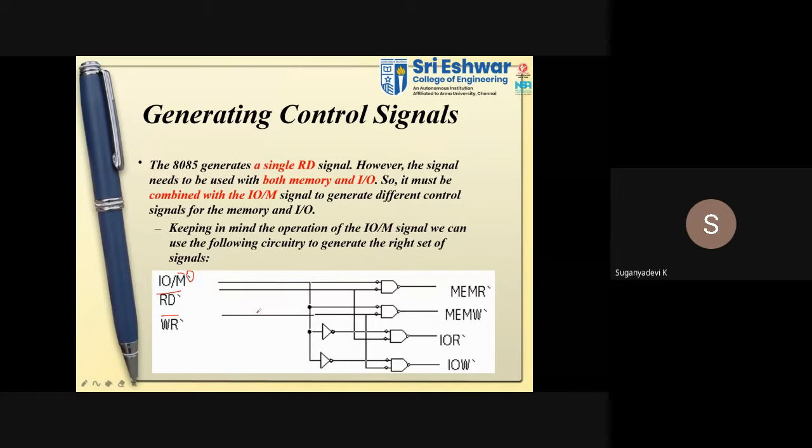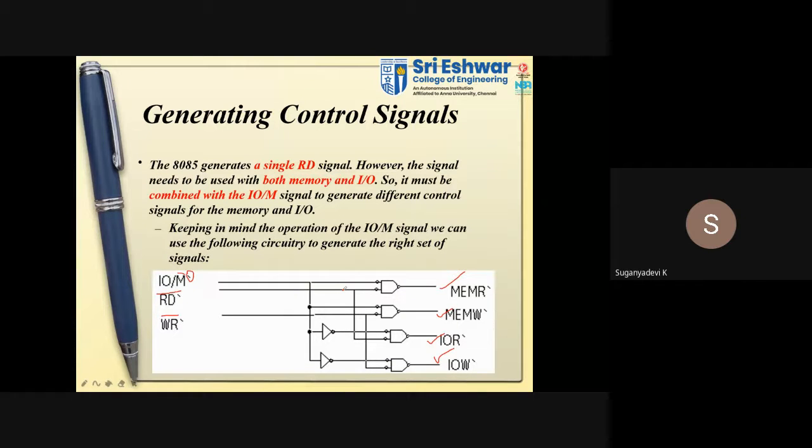All these three pins are connected to my NAND gate along with my inverter. Each output of this gate is memory read, memory write, input output read, and input output write. The combination of memory and input output devices with read and write operations will be separated with the help of this logic diagram. Okay, this is your logic diagram. Understood?